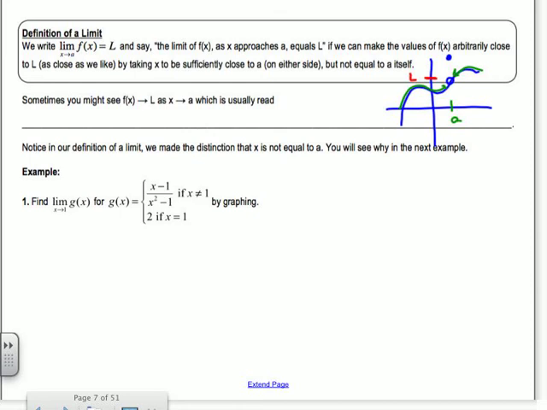I always think, if I zoom in on that point, so if I zoomed in right there where I circled, the closer and closer that I get, all of your points are lining up and looking like they're going to that same point. Do you see what I'm saying? Kind of confusing with limits at first. Sometimes you might see f(x) arrow L as x arrow a, which is usually read f of x goes to L as x goes to a.